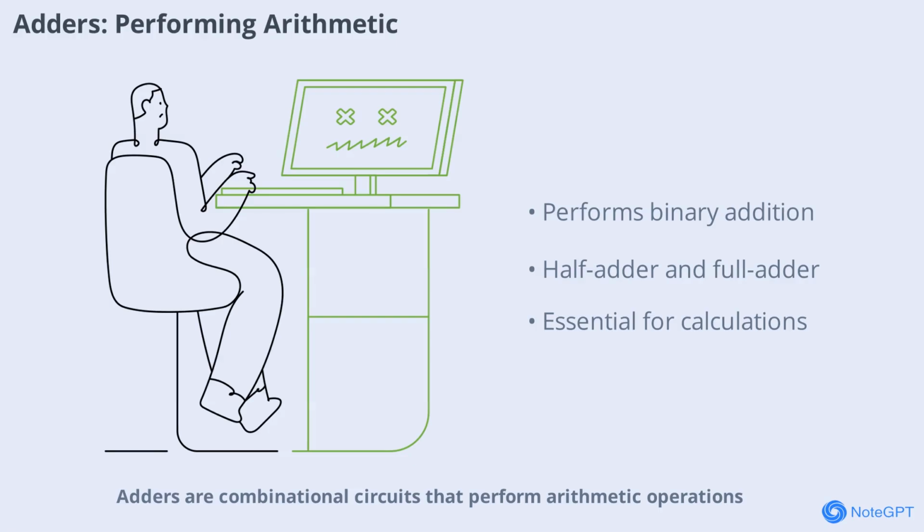Adders are combinational circuits that perform arithmetic operations. The simplest adder, called a half adder, adds 2 binary digits and produces a sum and a carry output. More complex adders, like full adders, can add multiple bits together. Adders are fundamental to all digital systems that perform calculations, from simple calculators to advanced processors.